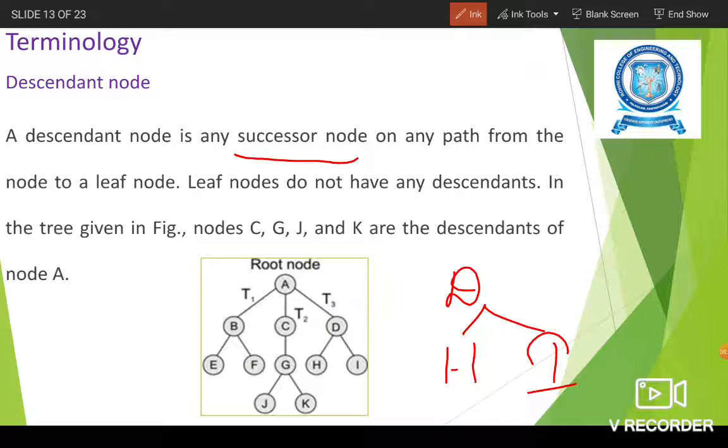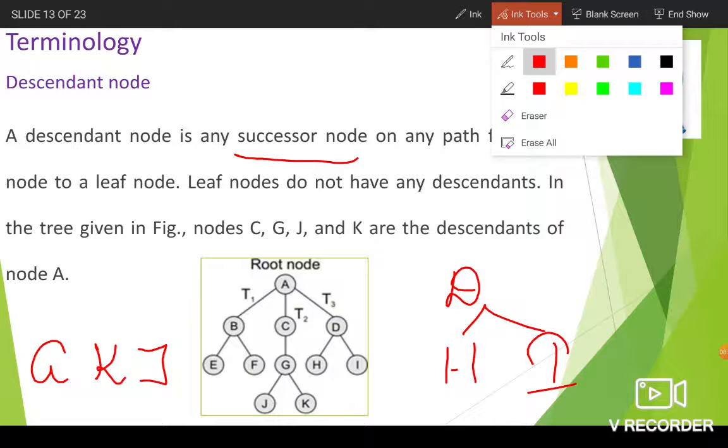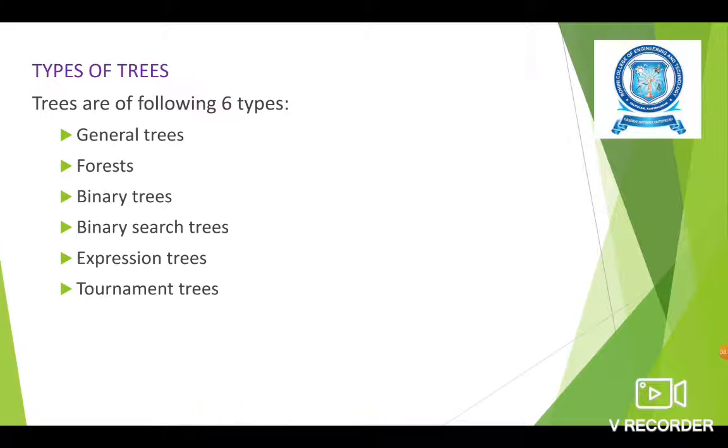Okay. The descendant nodes of C are G, K or G. So these are all called descendant nodes. So with this we have completed the basic terms of tree ADT. We move on to the topic types of trees.